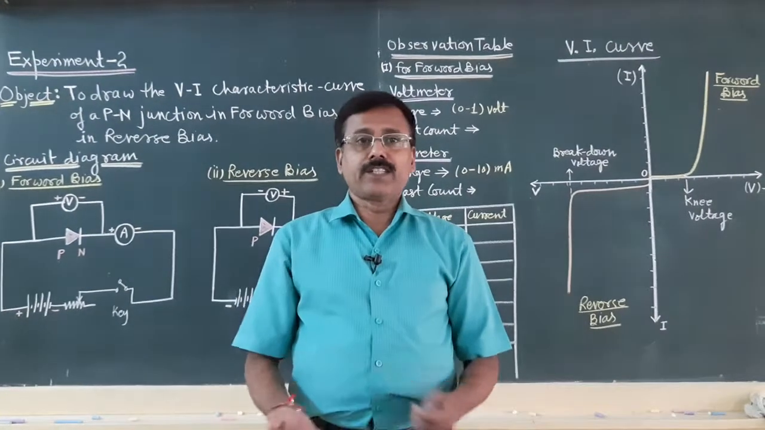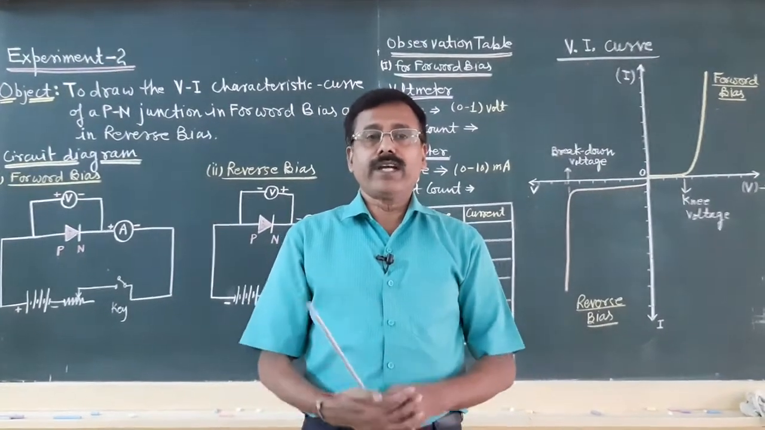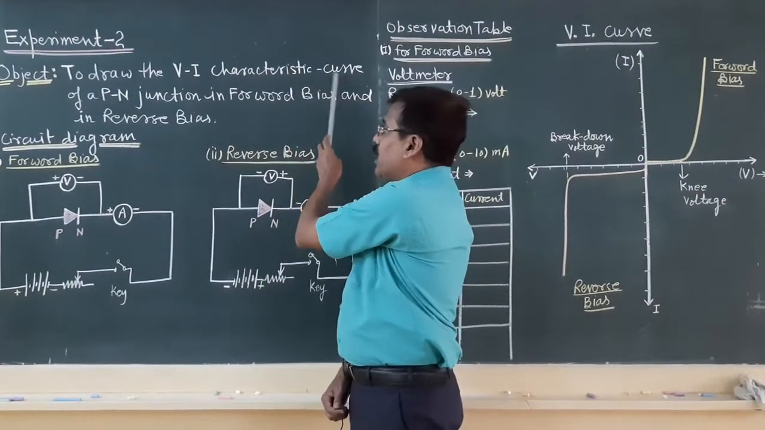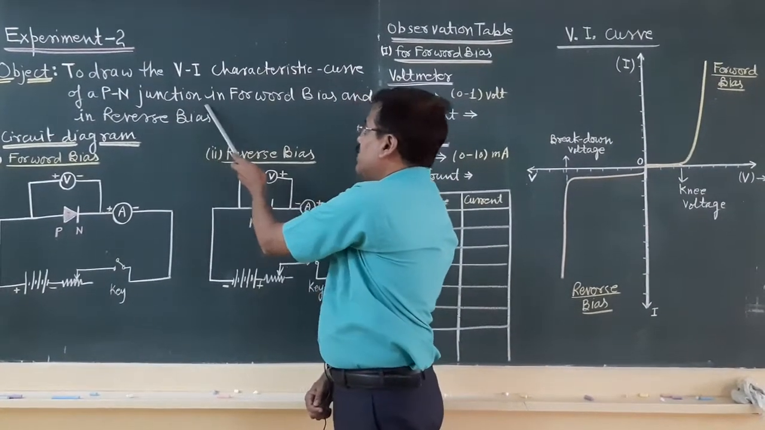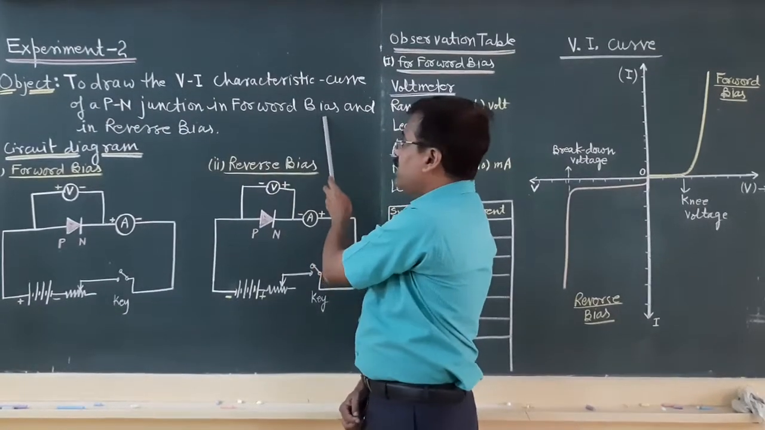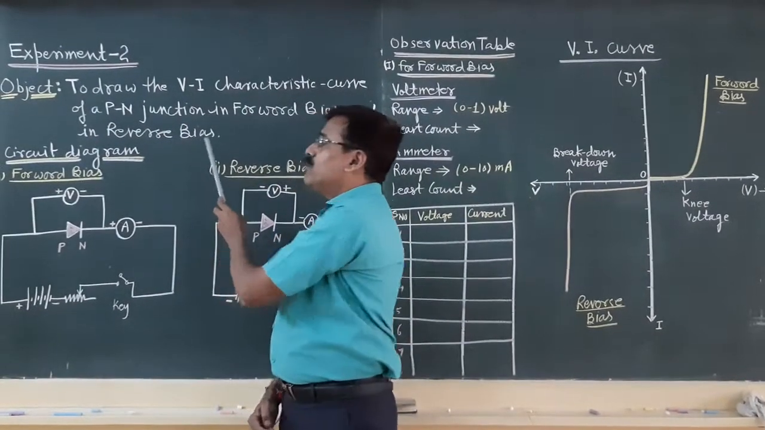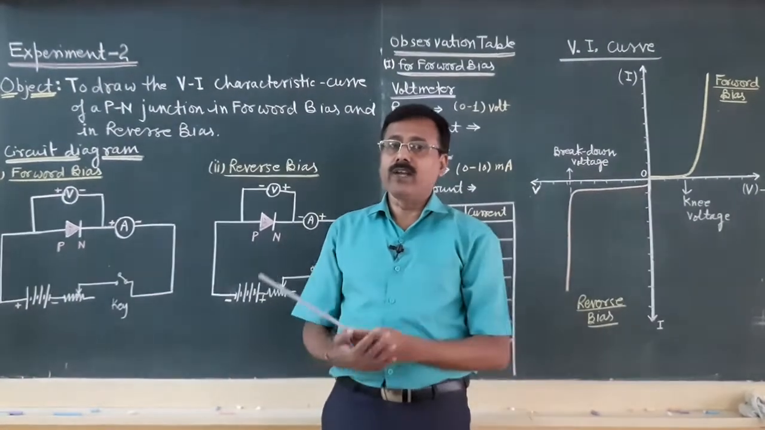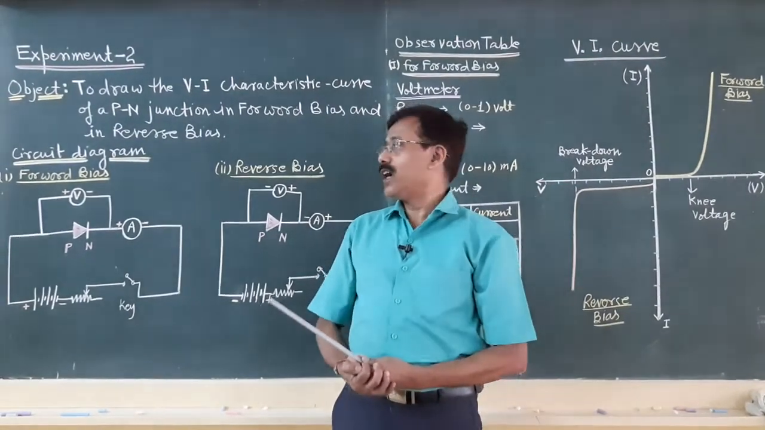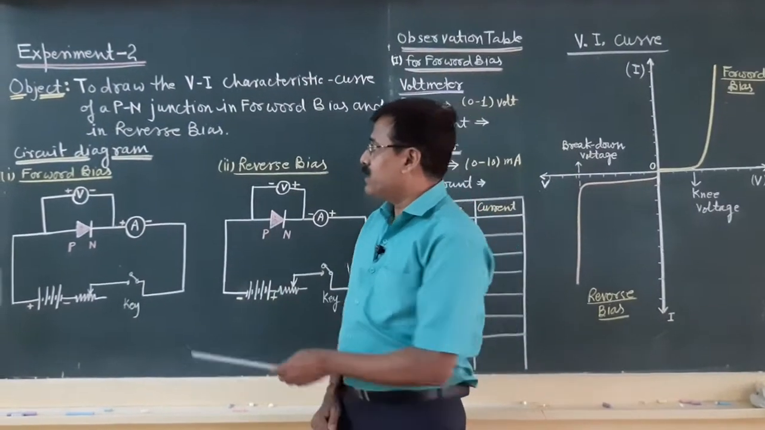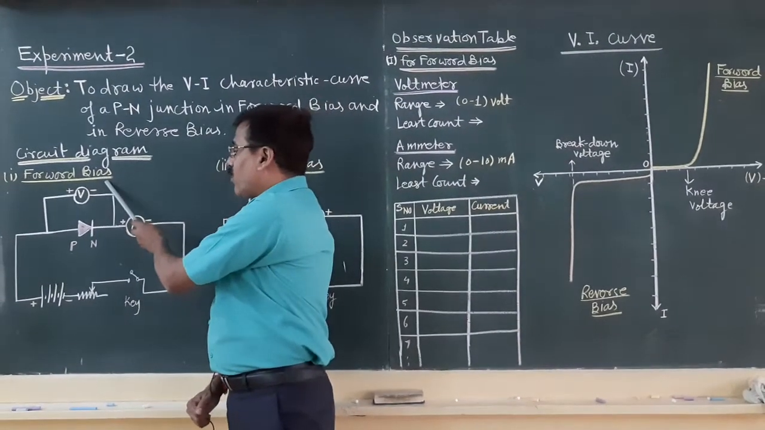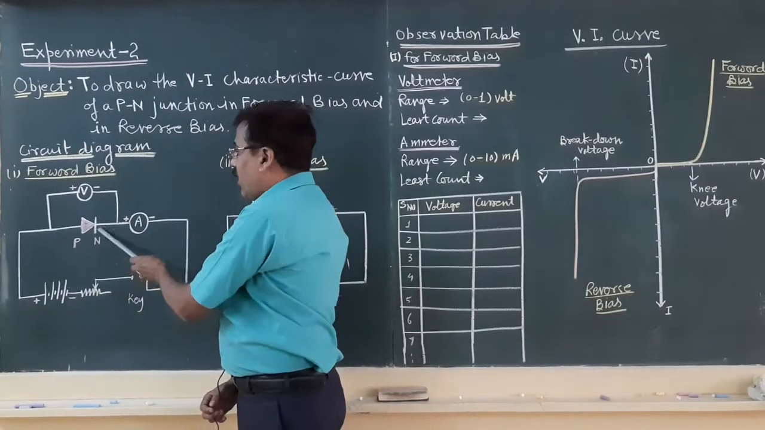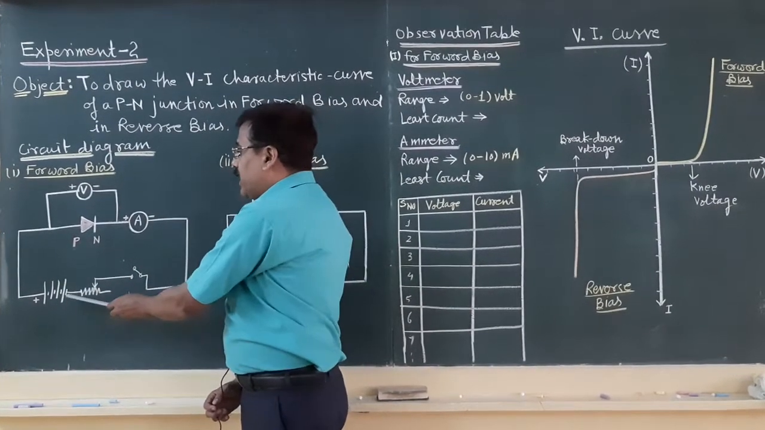Perform experiment. The object of the experiment is to draw the VI characteristic curve of a PN junction diode in forward bias and in reverse bias. In theory, we have already discussed forward and reverse biasing of a PN junction diode. For practical purposes, in the circuit diagram for forward bias, you have to connect the P section with the positive and the N section with the negative of the supply.